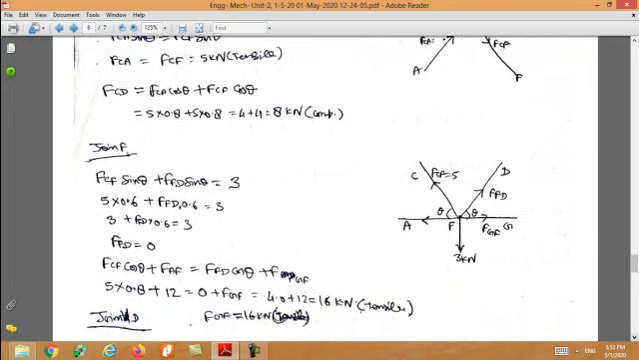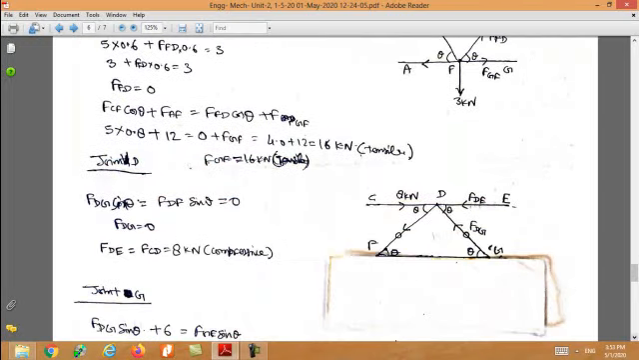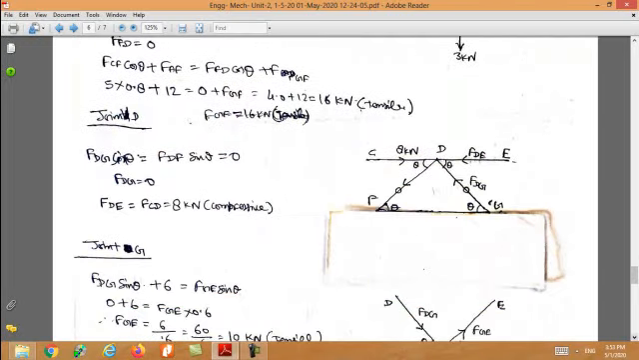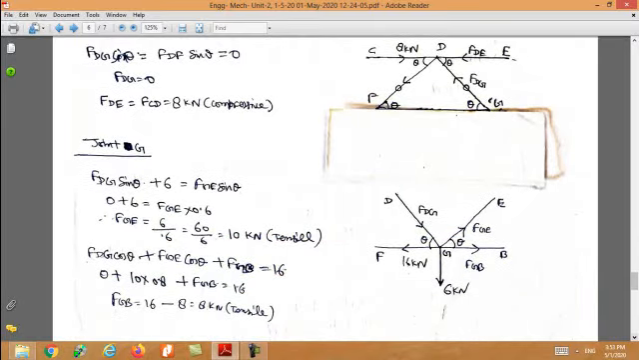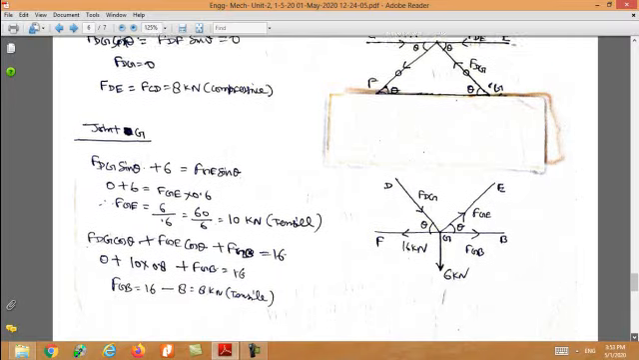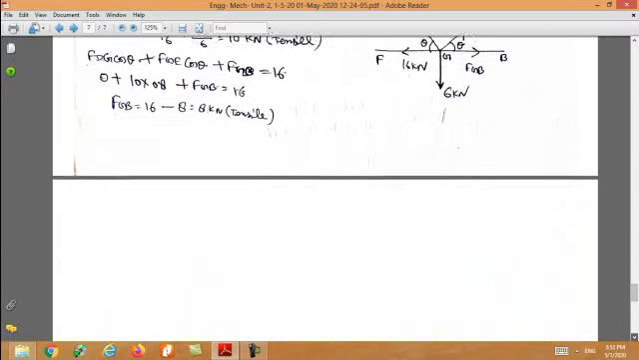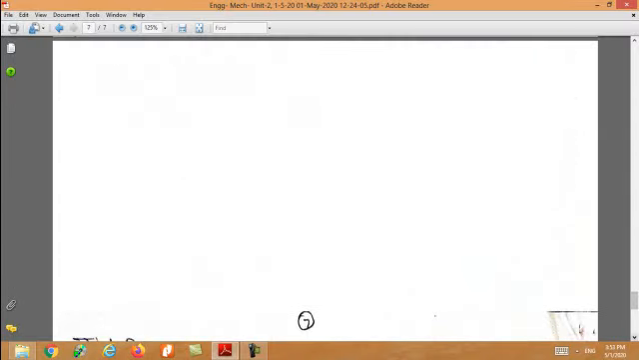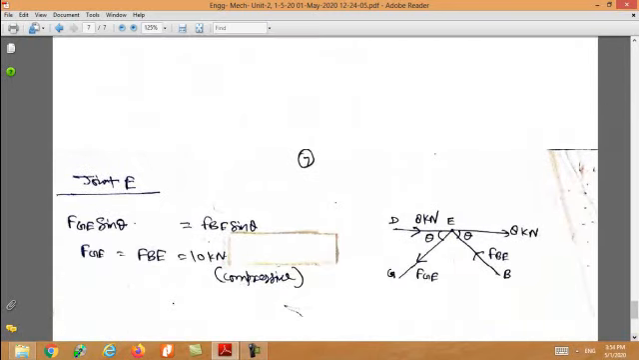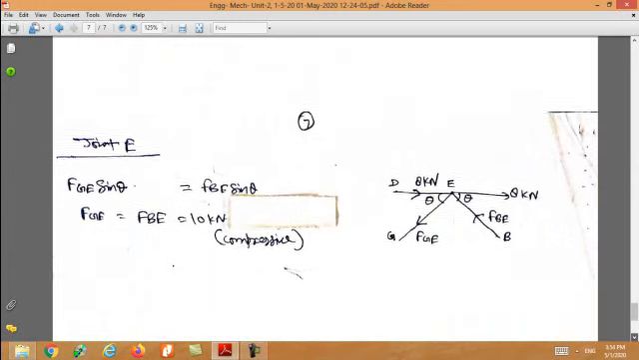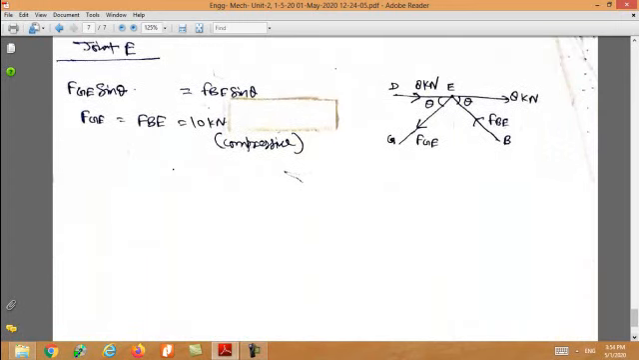By the same process, taking joint F, joint D. Okay, so the process is the same. Theta is already calculated, sine theta is calculated. So you can calculate other values. We require the magnitude of the forces and direction of this. Direction means it will be tensile or compressive. Okay, thank you.